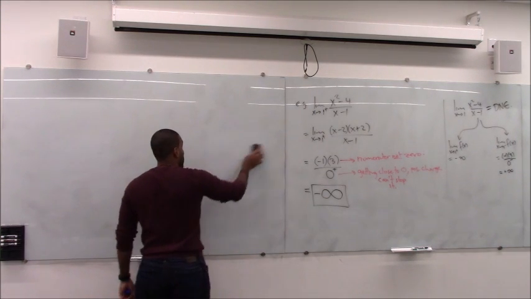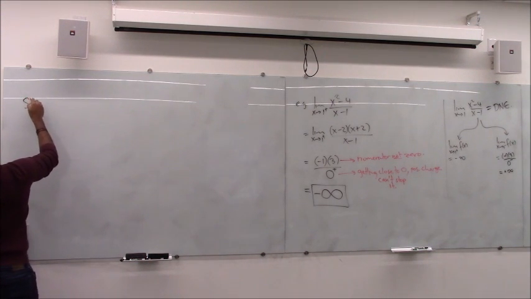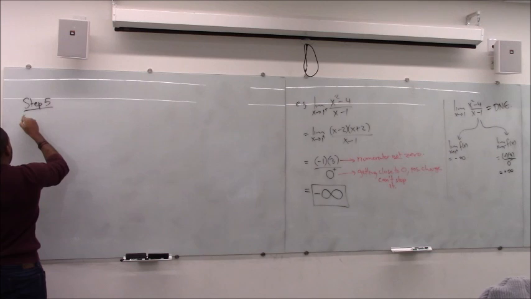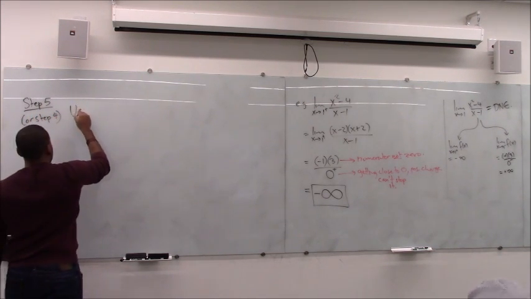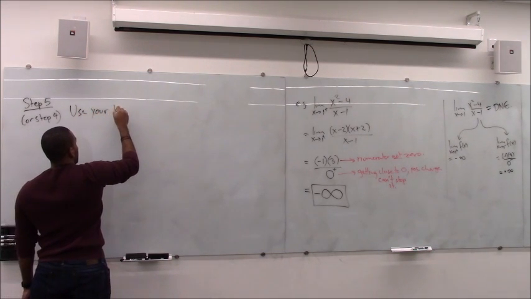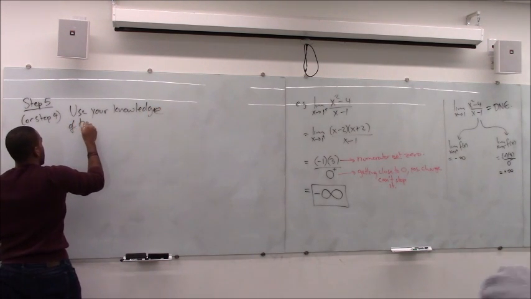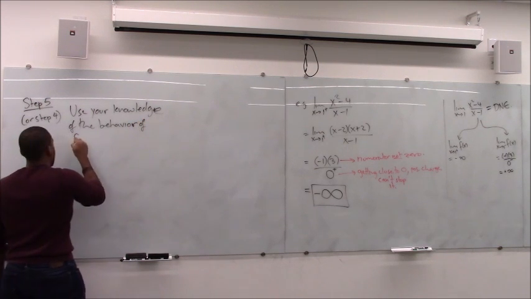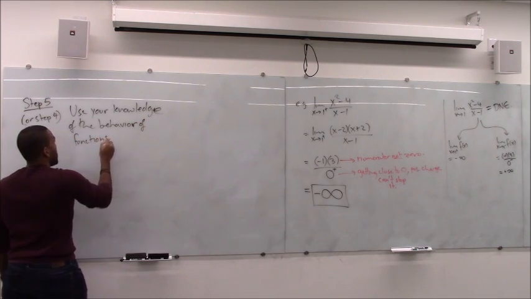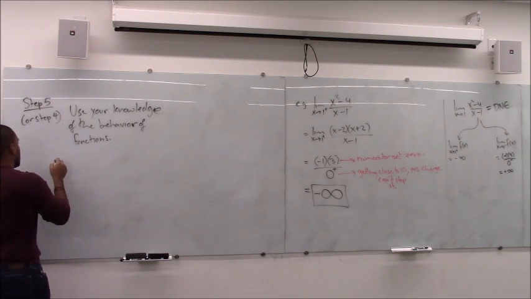And the last strategy, so this would be step 5 or step 4, depending on who you see first. Use your knowledge, yes, you have knowledge of the behavior of functions. Now some of these behaviors I already told you about, so let me just expand that list a little bit.